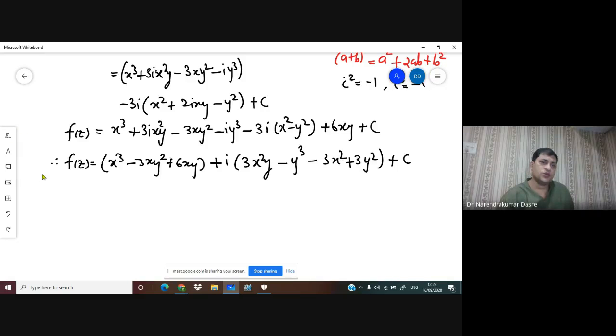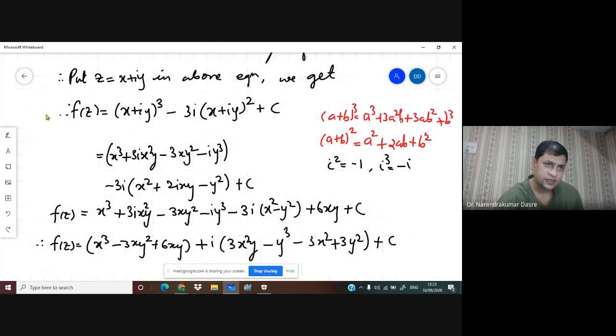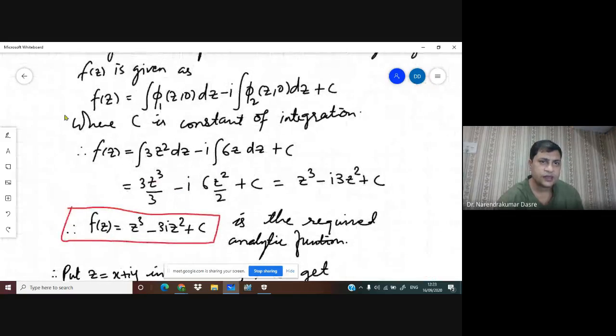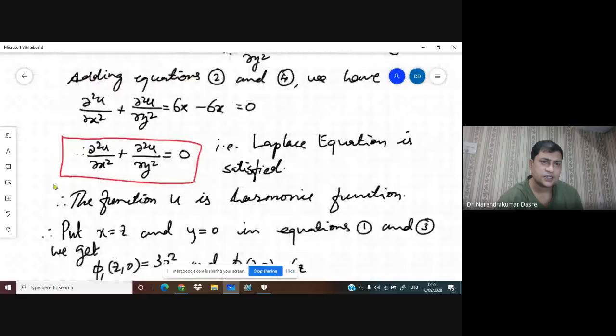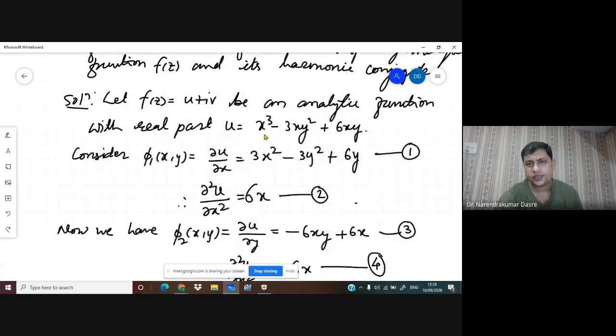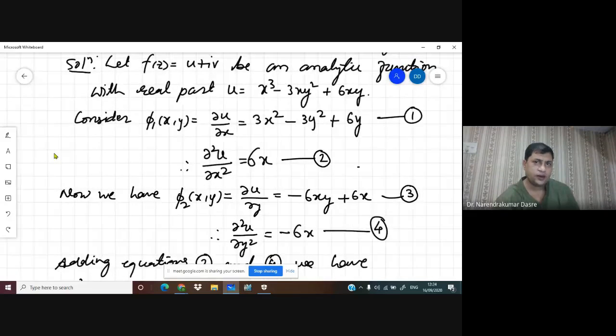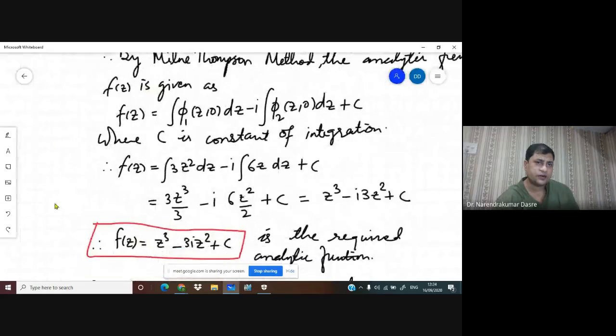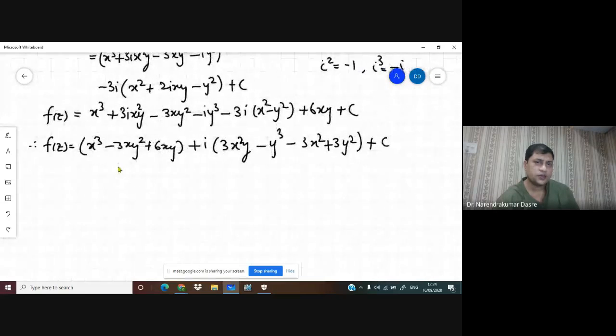Okay. So now we have to verify whether our answer is correct or not. What I said is, if you are able to recover the given part properly, then your answer is correct. So what is the given part? The given part is u, so it is x cube minus 3xy square plus 6xy. And you can see what we have obtained: x cube minus 3xy square plus 6xy. So we have correctly obtained the real part, and that's why we can say this imaginary part is correct.